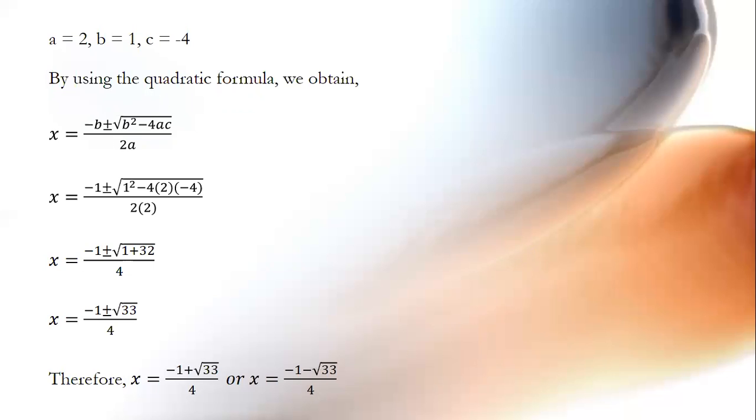So our minus b value is minus 1. We substitute all a, b, c values in the formula. So we get minus 1 plus or minus root of 1 square minus 4 into 2 into minus 4, by 2 into 2, which is minus 1 plus or minus root 33 by 4. So we get minus 1 plus root 33 by 4 or minus 1 minus root 33 by 4.